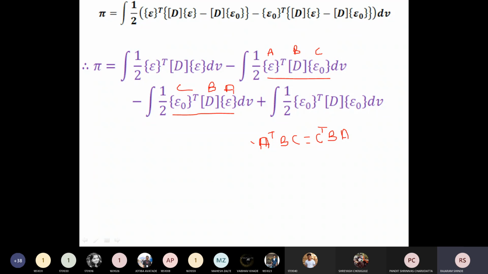Now when we compare this rule with these equations, these two terms are same terms. That means these two terms are equal terms. That means half of epsilon transpose d epsilon 0 is equal to half of epsilon 0 transpose d epsilon. Am I right?